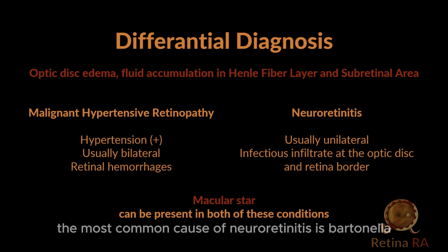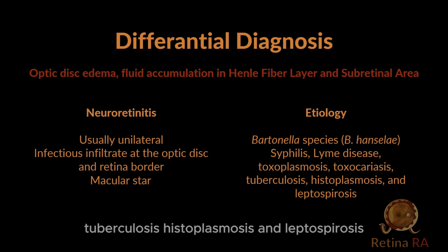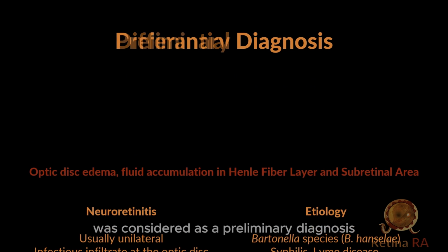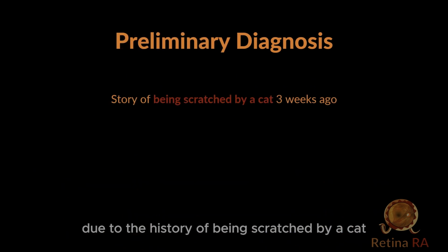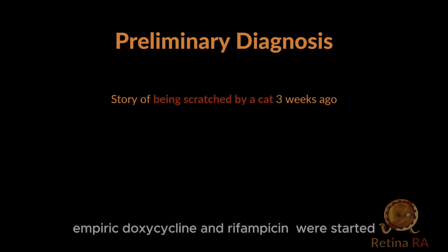The most common cause of neuroretinitis is Bartonella species, especially Henselae. Other causes are syphilis, Lyme disease, toxoplasmosis, toxocariasis, tuberculosis, histoplasmosis, and leptospirosis. Bartonella henselae neuroretinitis was considered as a preliminary diagnosis due to the history of being scratched by a cat 3 weeks ago. Empiric doxycycline and rifampicin were started.